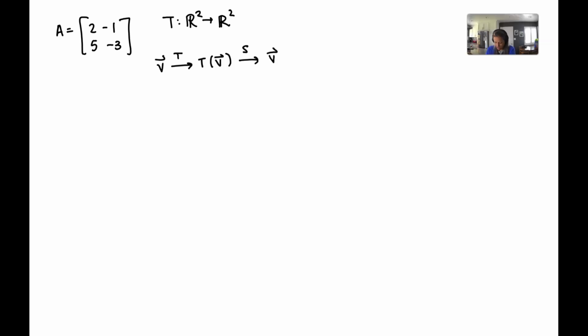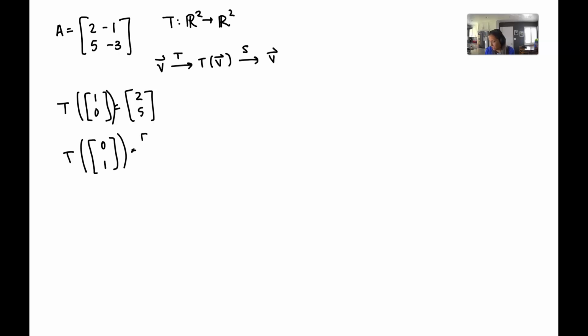So let's look at T of our first standard basis vector in R2. We know that that's just going to be the first column of my standard matrix. I could do the same thing here, 0, 1. It's going to be the second column of my standard matrix.